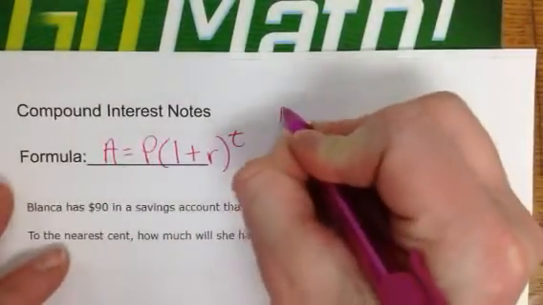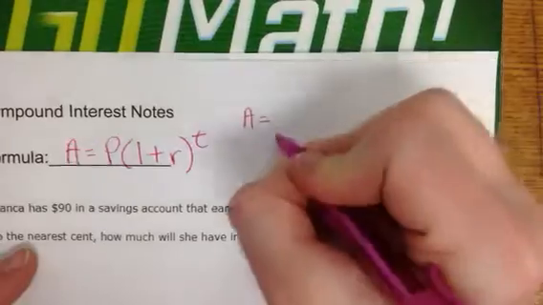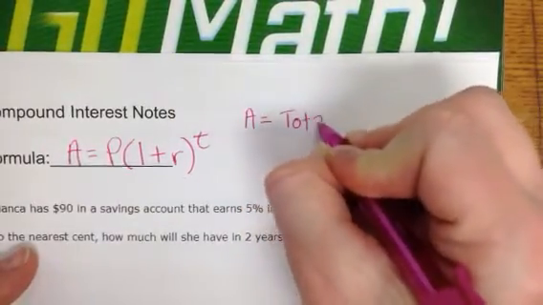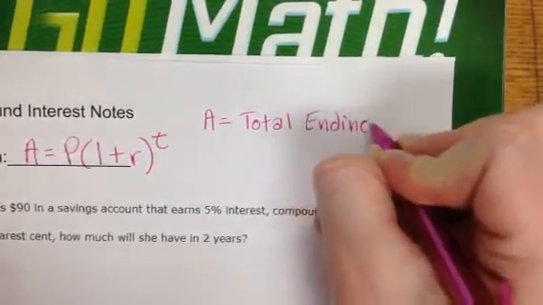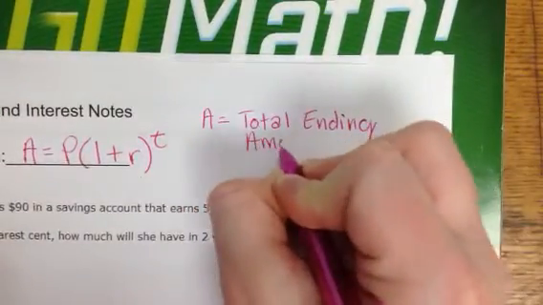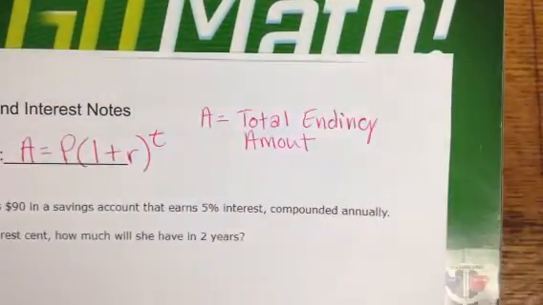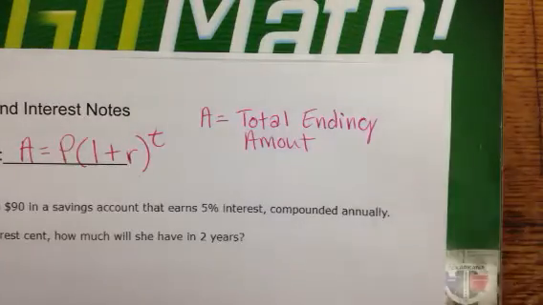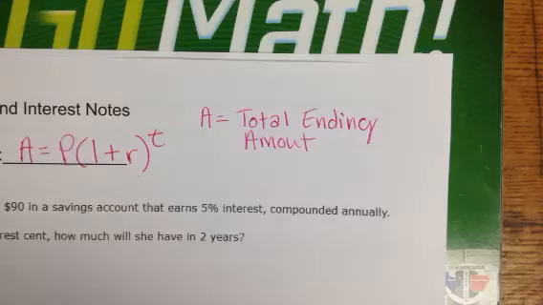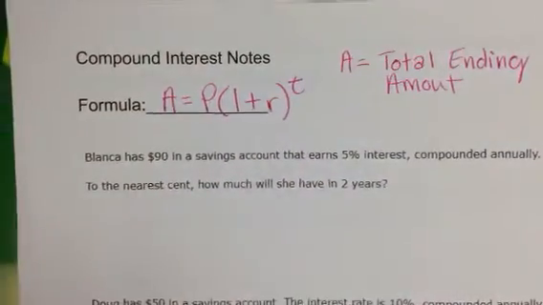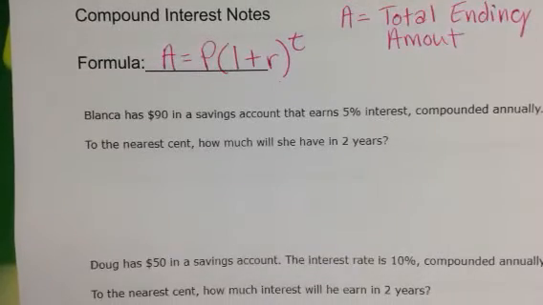so out to the side, A is the total ending amount. So at the end of however many years they're talking about, they will have that total ending amount as their balance. Okay, so let's go ahead and look at number one.